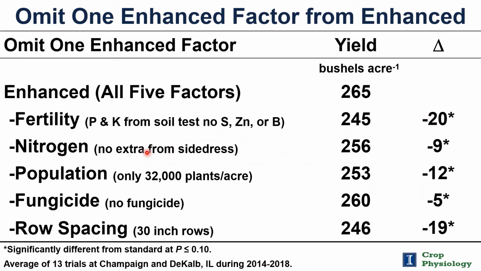Very important practice here for a high management system. Nitrogen, no, we opted to not put the side dress out. We lost 9 bushels. Population, like I said, this is the swing factor. We have all those nutrients in place, but we didn't put enough plants out there to take advantage of it. Set us back 12 bushels. Fungicide worked the same in the enhanced system, 5 bushels. Row spacing, much more important in the high yield system, almost worth 20 bushels. We're at 19 bushels there.